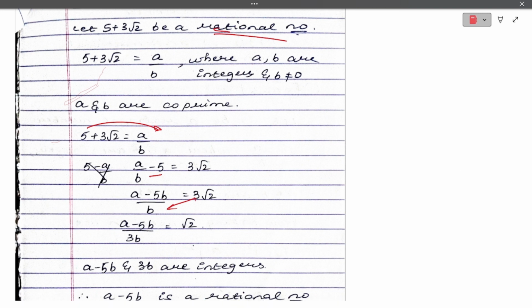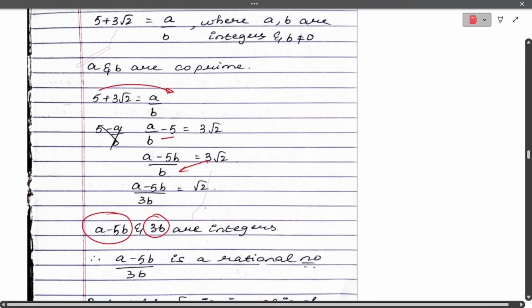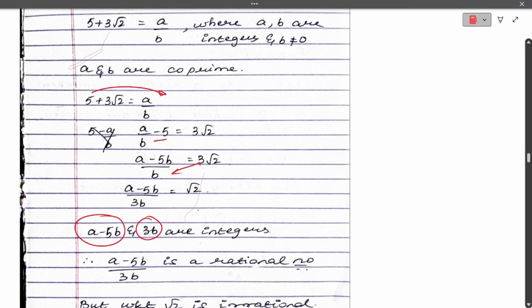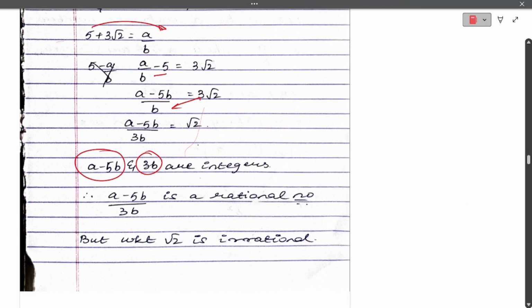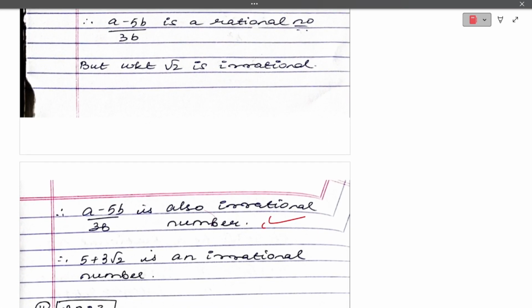When you see this, what is your numerator? a minus 5b is an integer, 3b is an integer. So a minus 5b divided by 3b is a rational number. Well, this is our assumption. Let us see the RHS part. On the RHS, we have root 2. We are already given in the question that root 2 is an irrational number. So it is contradicting this. So a minus 5b divided by 3b is also an irrational number. So 5 plus 3 root 2 is also an irrational number. Clear? This is how you will prove it.